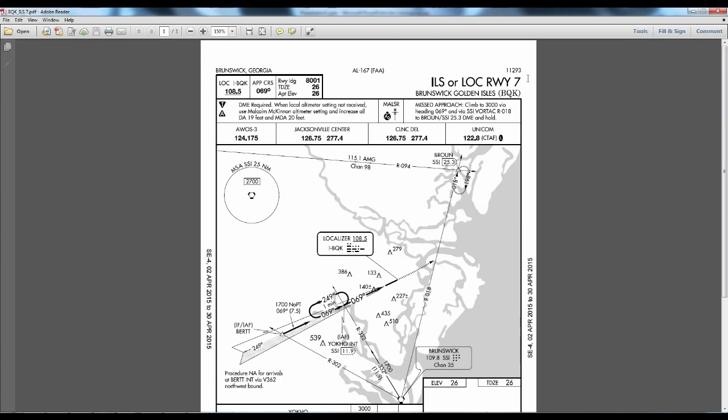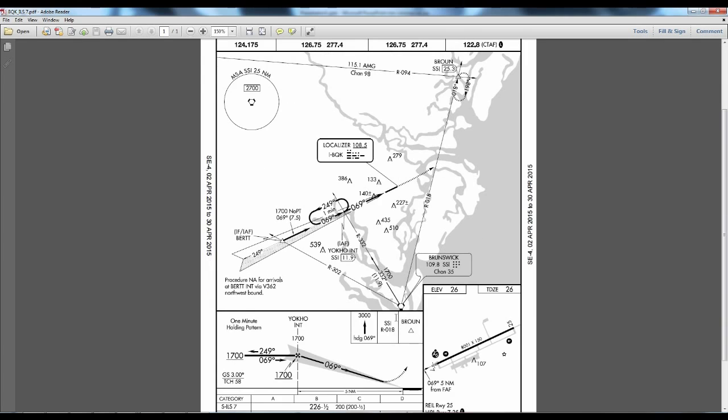So if we were landing at Brunswick Golden Isles in this example, our last en route waypoint is the Brunswick VOR. Here's our transition. It'll be the feeder route, and we know it's a feeder route because it's a thin line, but it has an altitude, so it is flyable, and it takes us to the initial approach fix of Yoko, where we will do a hold in lieu of a procedure turn until we're ready to fly the approach.